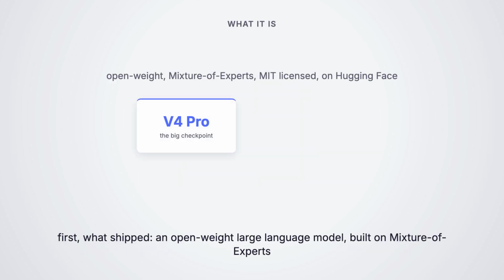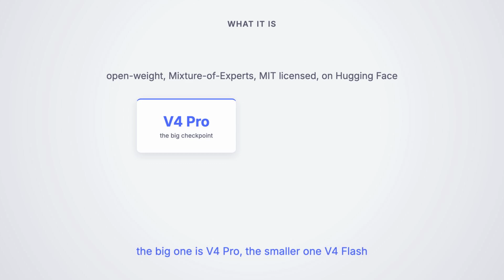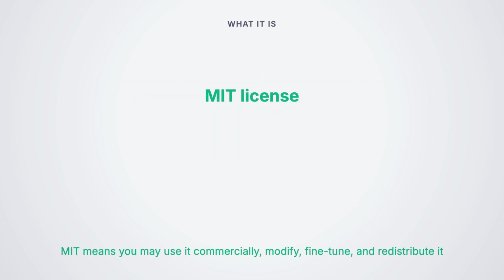First, what's shipped? DeepSeek V4 is an open-weight large language model family built on an architecture called Mixture of Experts, which we will unpack. It came as two checkpoints, both under the permissive MIT license, weights posted on the model-sharing site Hugging Face. The big one is V4 Pro, the smaller one V4 Flash. MIT means you may use it commercially, modify it, fine-tune it, and redistribute it.